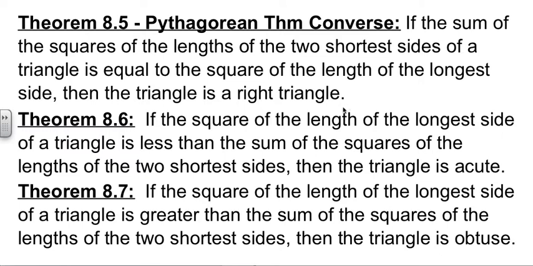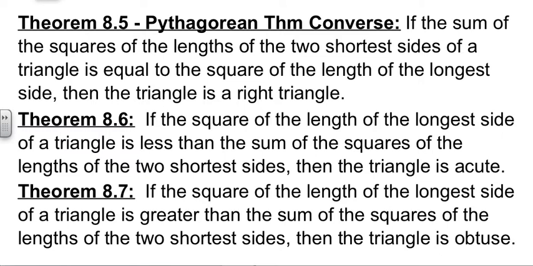8.6 says if c squared is less than a squared plus b squared, then you have an acute triangle. 8.7 says if c squared is greater than a squared plus b squared, then you have an obtuse triangle. Okay. Again, I didn't say exactly what's on the screen here. I substituted in A, B, and C for what they're talking about.